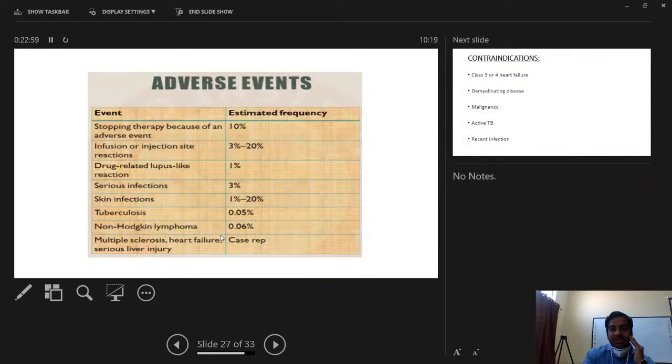So what are the side effects of all these biologics? Acute infections, like tuberculosis, are more commonly seen. Therapy is stopped because of adverse effects. You can have injection reactions, and drug-related lupus reaction is also seen. Serious infections, tuberculosis, and non-Hodgkin lymphoma are more commonly seen.